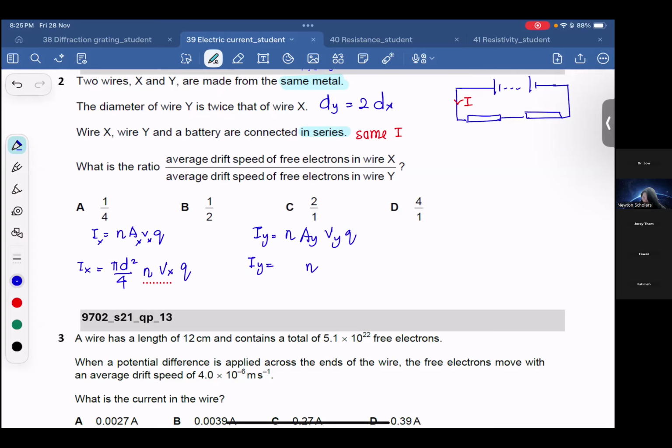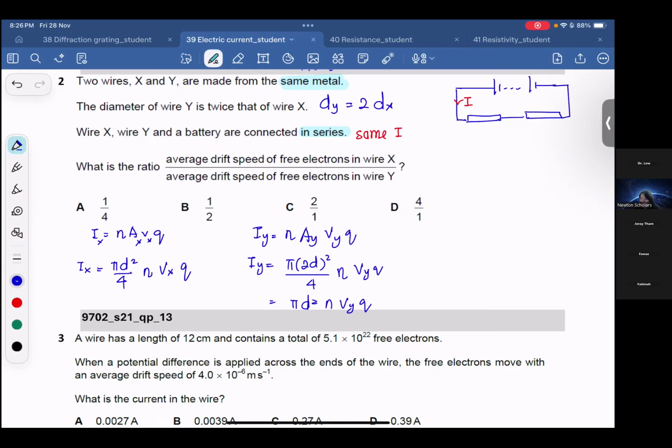Iy will be n times pi d squared, but the d is double, 2d, squared over 4, and Vy q. So here it becomes pi d squared and Vy q. Okay, I always like to use ratio because we can cancel out some values. Correct. I always like to use ratio.